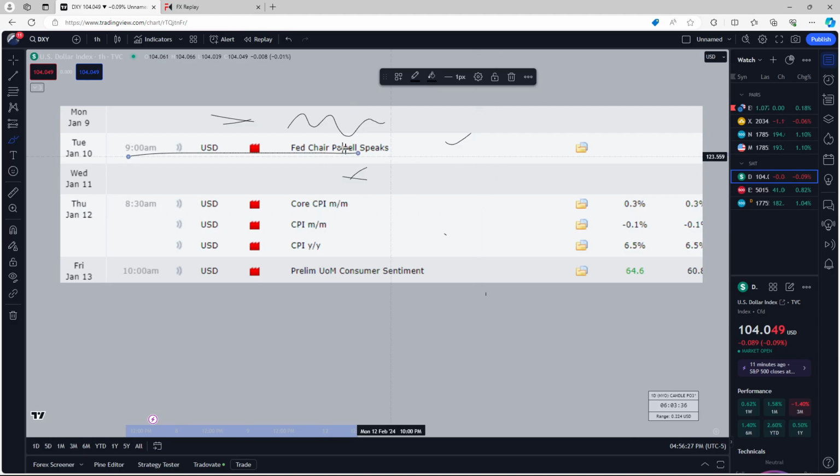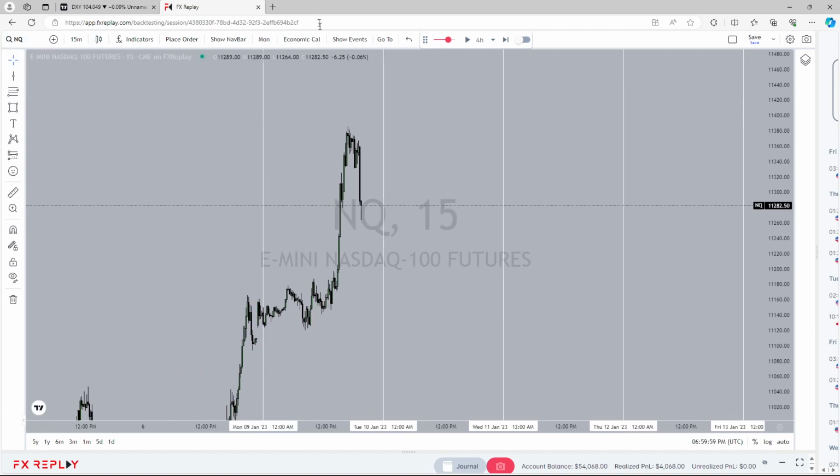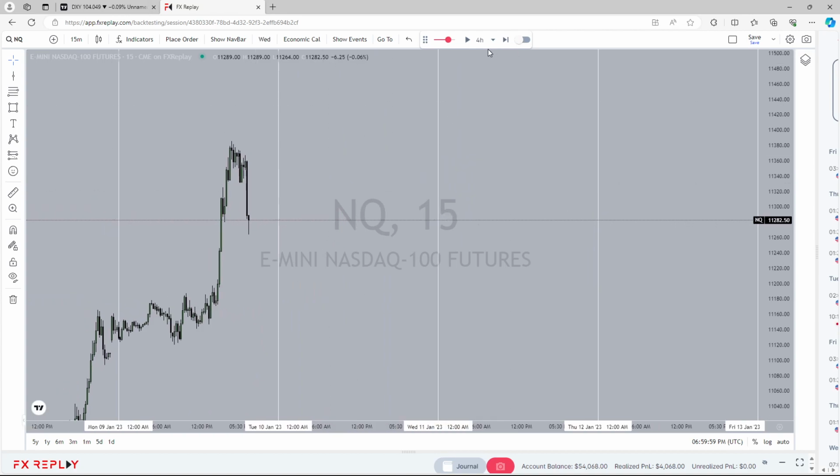So Tuesday manipulation. Wednesday we have no news, so we're not expecting much from Wednesday. Thursday, Friday we have news. So just go back here, and hopefully I don't hit my stop loss. Monday consolidation. We're letting that play out. I don't trade Mondays like that.